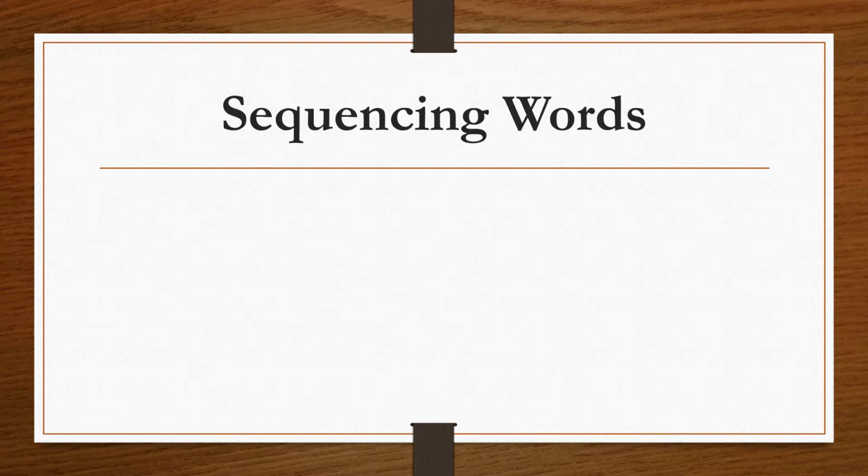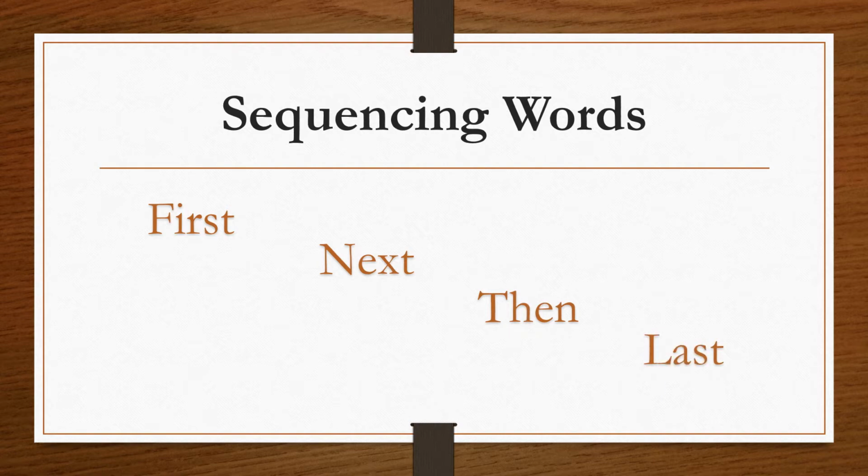There are clue words in every story that can help us figure out the sequence or the order. Terdapat beberapa perkataan yang digunakan sebagai petunjuk dalam setiap cerita. Perkataan ini dapat membantu kita mengetahui tentang urutan cerita tersebut. First, pertama, next, seterusnya, then, kemudian, and last, akhirnya. These words are sequencing words. Perkataan-perkataan ini dipanggil sebagai sequencing words.